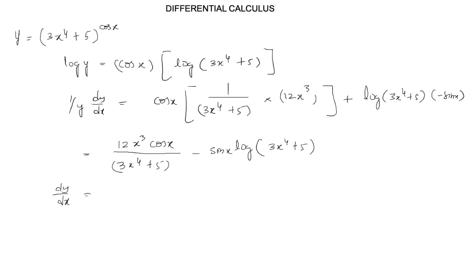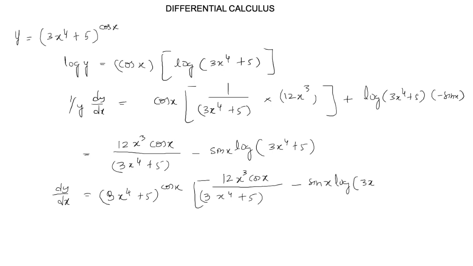And dy by dx will be y. You're supposed to put it back, see, that is 3x to the power 4 plus 5, to the power of cos x, okay, and 12x cube cos x divided by 3x to the power 4 plus 5 minus sin x log of 3x to the power 4 plus 5, plus the brackets.